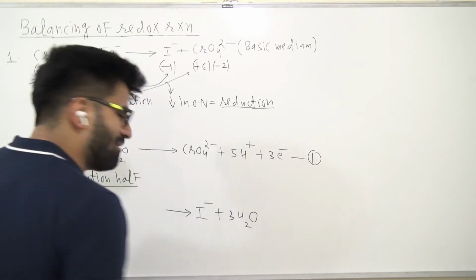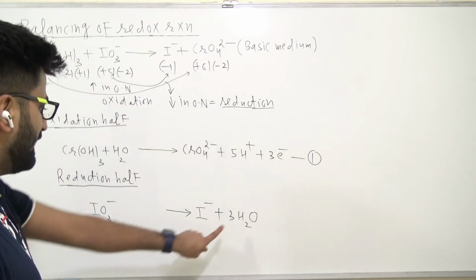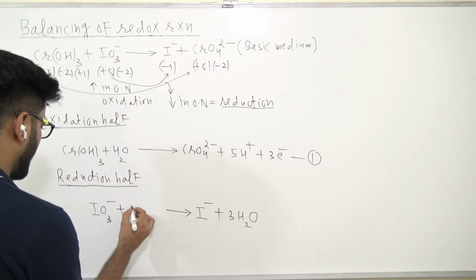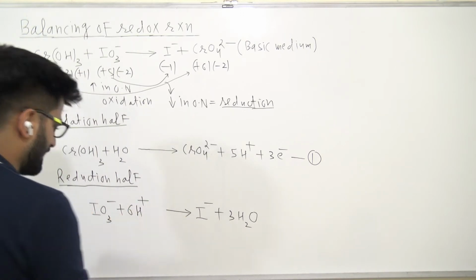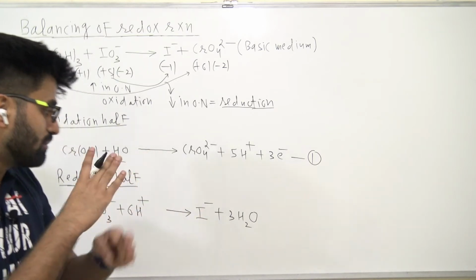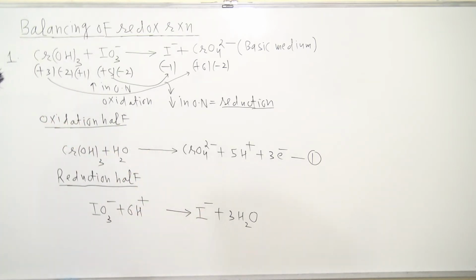We have added 3 molecules of water, right? Now I need to balance hydrogen. So hydrogen, this is 6. So it would be, guys, 6H plus. Hydrogen is also balanced. Iodine balanced, hydrogen balanced, oxygen balanced, right? Now, guys, we need to balance the charge.